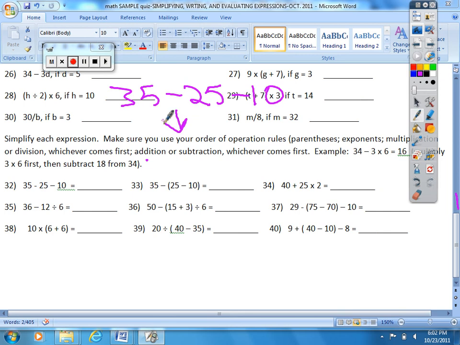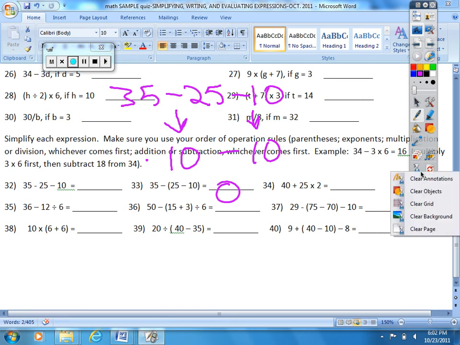I needed to do this first. 35 minus 25 is 10. I haven't done this yet. 10 minus 10. Then all my classmates that had 0 look at me and say, well, if you'd have followed your order of operations, you'd have got it. So there's one of those rules there.